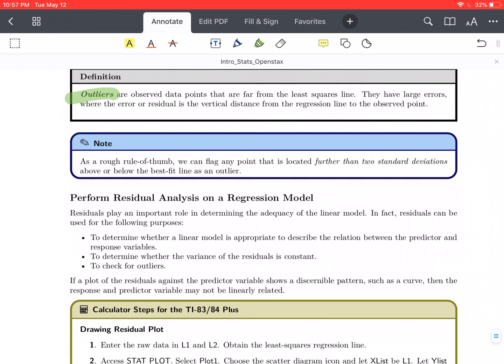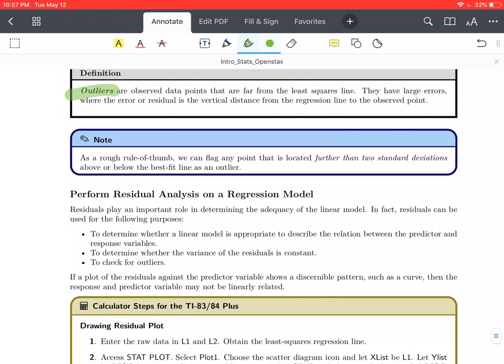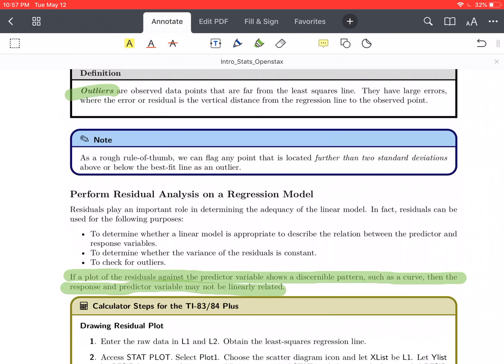Performing residual analysis on a regression model: we're going to look at this today. We saw last time in the graphs that Desmos does plot the residuals, those errors. We're going to look more at those today. Residuals play an important role in determining how good our linear model is. In fact, residuals can be used for the following purposes: to determine whether a linear model is appropriate, to determine whether the variance of the residuals is constant, and to check for outliers.